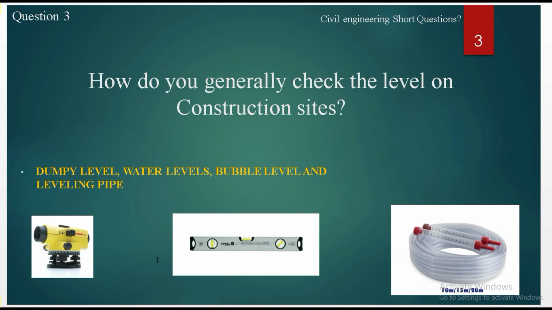Question number three, how do you generally check the level on construction sites? There are 3 or 4 different methods to check levels. Survey is one of the most, in fact, the most important part of any construction process. And survey is done throughout every stage. Whenever a concrete element or a slab or a floor is being constructed, survey has to be done before the start of the construction, during, and after. Usually we have the dumpy level, the water level, the bubble level, and the leveling pipe. And these are the pictures. This is what we generally use on construction sites to check the level.